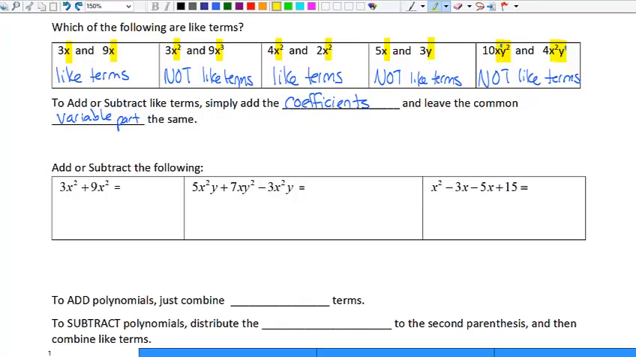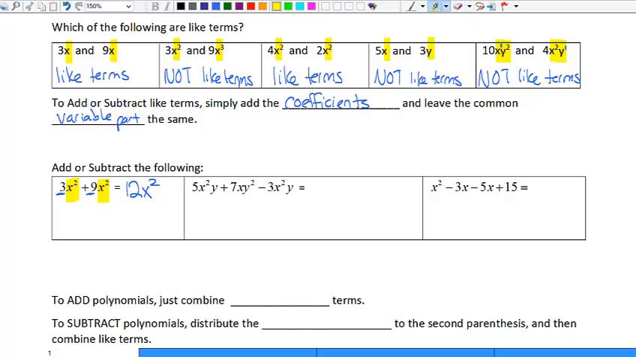Let's add or subtract the following. 3x squared plus 9x squared. First, let's take a look at the variable part and make sure that the variable parts are the same. We have 3x squared and 9x squared. The x squareds are the same, therefore they are like terms. And then I just take the coefficients, which is the numbers in front, 3 plus 9, and add them and get 12. And keep the variable part x squared the same.